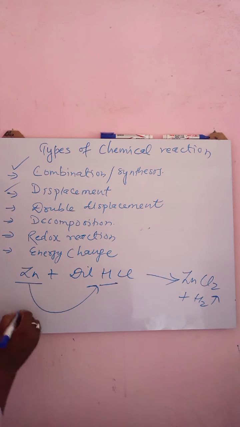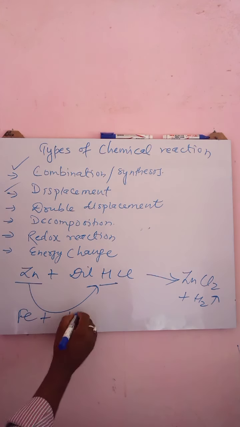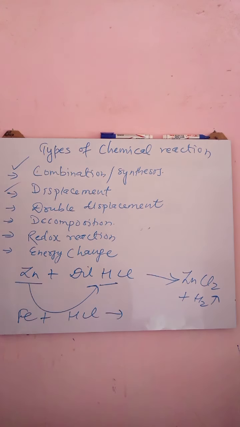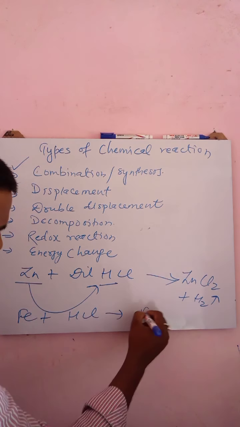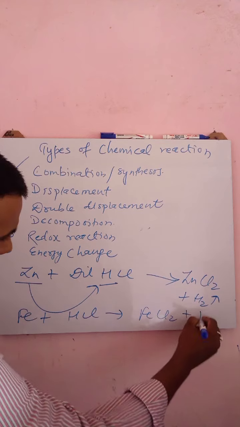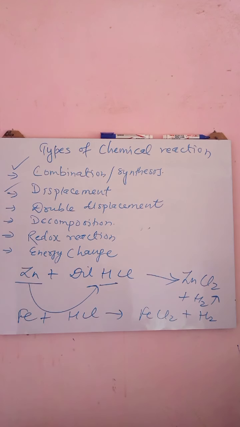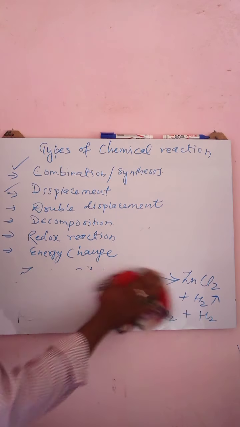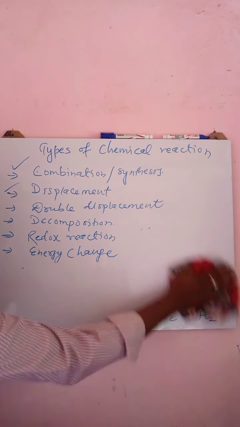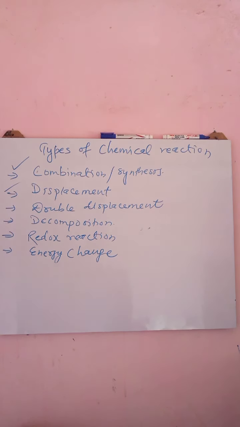Displacement reaction. Fe plus dilute HCl gives FeCl2 plus hydrogen gas. Iron is more reactive as compared to hydrogen. So it will displace hydrogen to form FeCl2, and hydrogen gas will be released. So such kind of chemical reaction is known as displacement reaction. Now come to double displacement reaction.